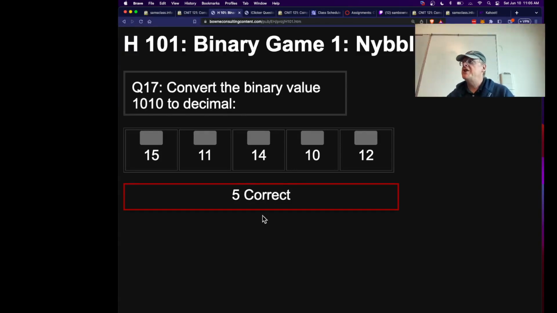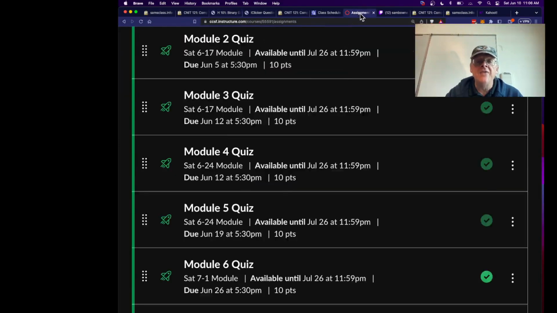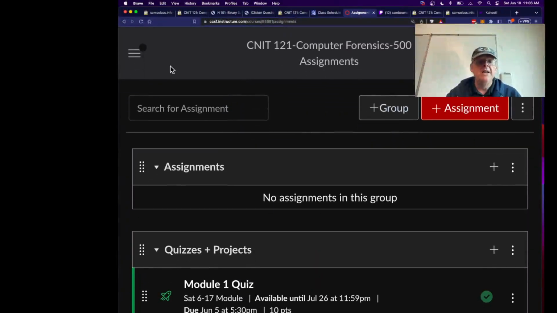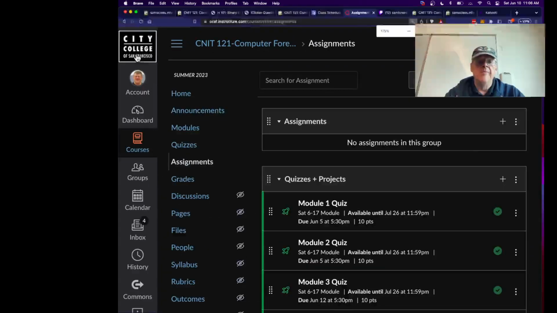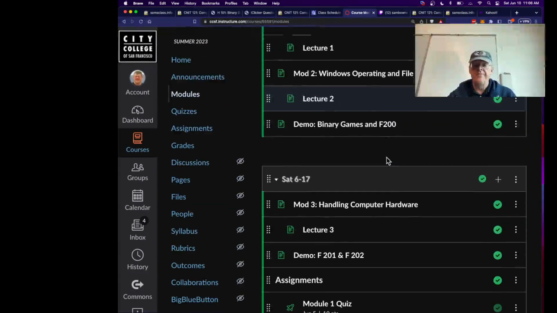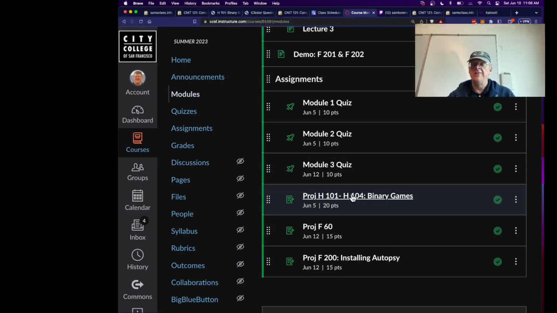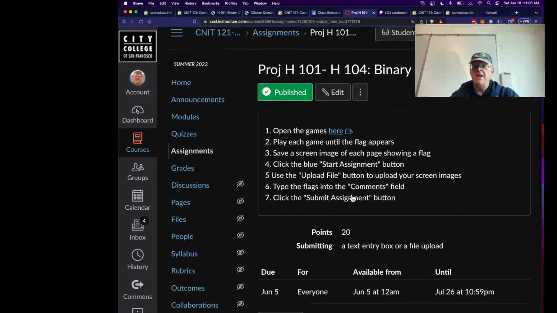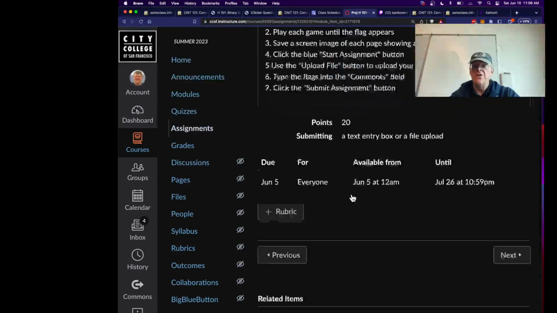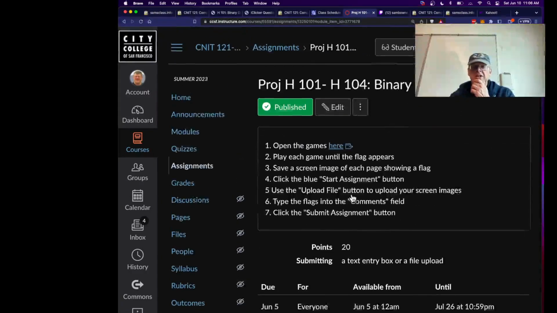So the way these projects work is you get a flag, then you take a screenshot, and you turn it in Canvas. So if you finish this, a flag will appear, just a word to show that you finished it. And then you go into Canvas here, and you will find a place to turn it in here. There, project here. You go in here, and now you can make a submission here.